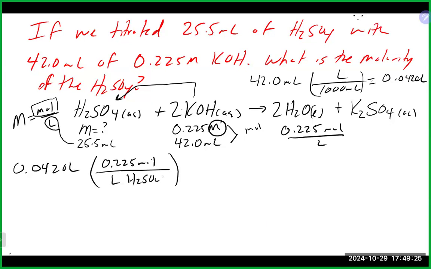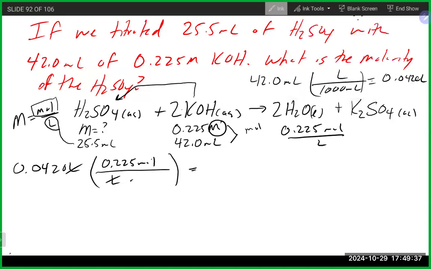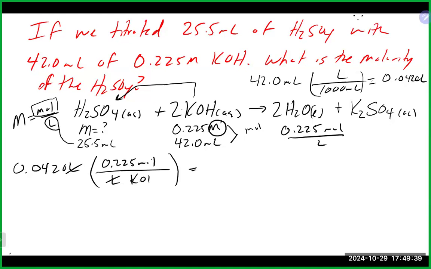of KOH. The liters will cancel. Wrong thing, that is KOH. Almost there, jumped the gun. But again, that's actually KOH. There we go. That will give me the moles of KOH in this case. So 0.042 times 0.225 is going to give me 0.00945 moles of KOH. Once again, we ultimately need to get to moles of the sulfuric acid.